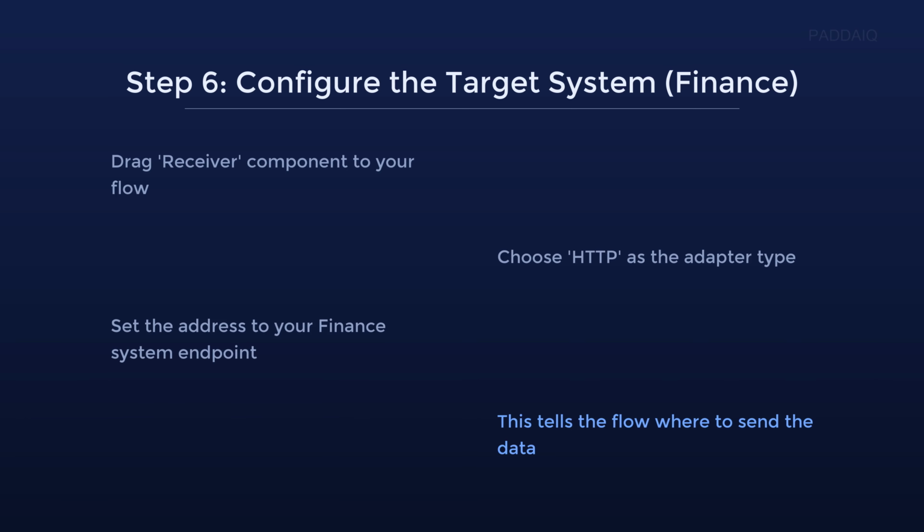This tells the flow where to send the data. In simple terms, you are setting the destination address, like adding a shipping label to a package. For example, you would specify the exact server and system ID for your SAP S/4HANA Finance module. Without this precise configuration, your data would have nowhere to go.